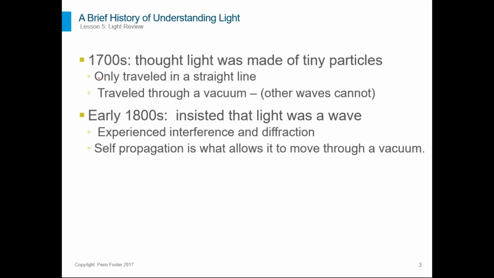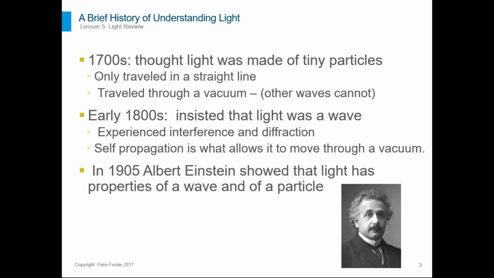But in the early 1800s, scientists did some work to show that light was a wave and it had to be a wave. And reasons for that was that light experienced interference and diffraction. Those are two properties of waves that don't happen with solid particles. They only happen with waves. And they figured out that, okay, one of the previous arguments was it can't travel through a vacuum, but now we understand how it travels through a vacuum.